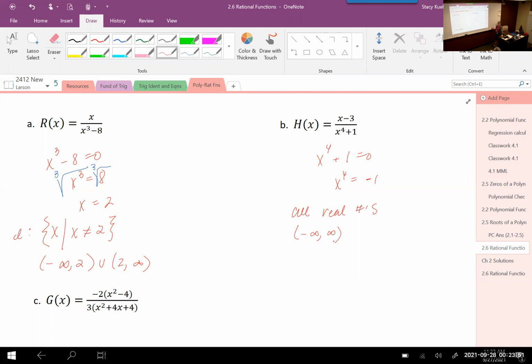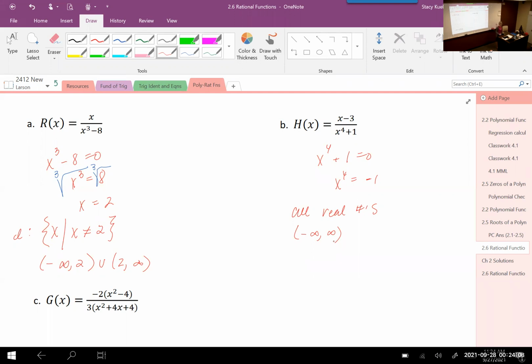-1 times -1 times -1 is -1, isn't it? Yeah. Don't overthink that. Just go with, can I take the 4th root? Could I take the square root of a negative number and get a real value? No, that's when we get imaginary numbers, right? So that's when we get complex numbers.